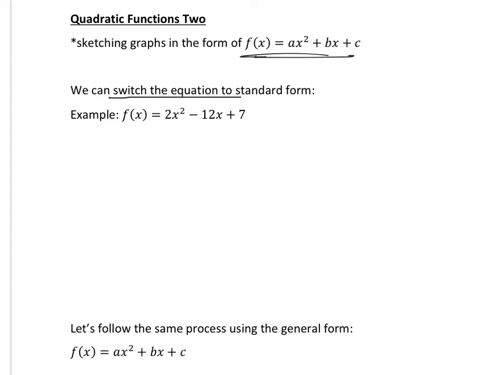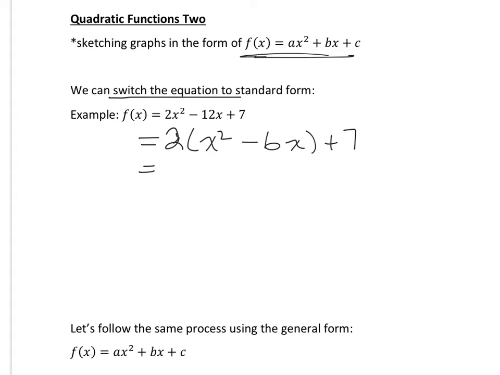So here's an example. f of x equals 2x squared minus 12x plus 7. The first step we're going to do is factor out that a value, that 2, and we're going to factor it out only from the first two terms. So we'll have 2 times x squared minus 6x, plus 7. At each step, you should be able to reverse what you've just done and get back to the original equation, okay? Now let's take a look at that binomial that's in the parentheses there.